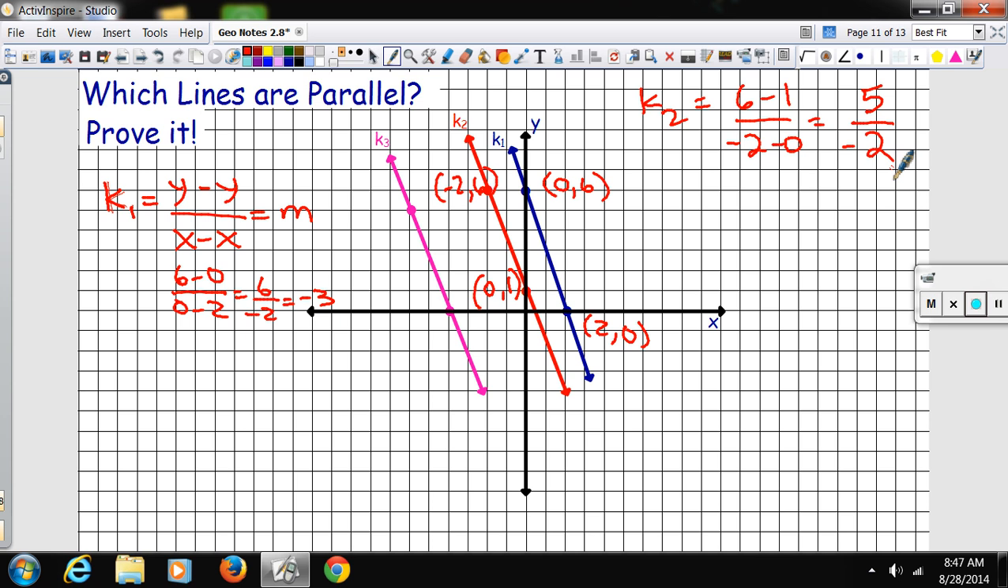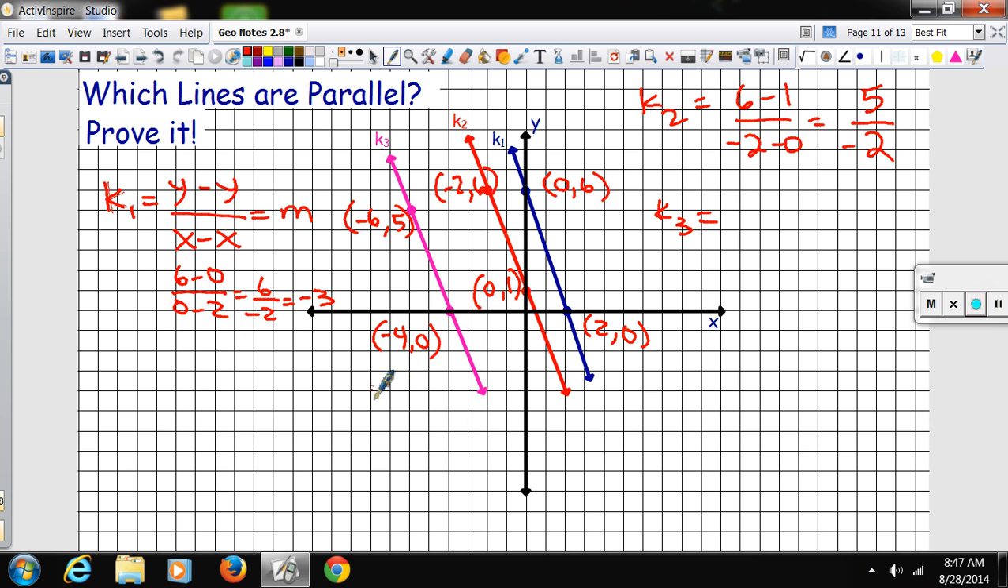So let's try K3 over here. Okay, let's see. We've got 1, 2, 3, 4, 5, 6. 1, 2, 3, 4, 5. So this is negative 6, 5. And this point down here is 1, 2, 3, 4. So it's going to be negative 4, 0.